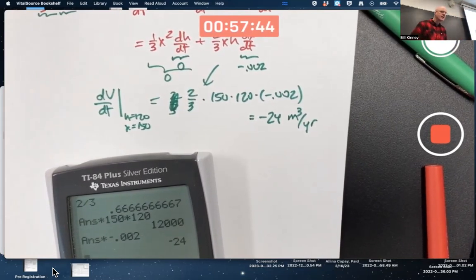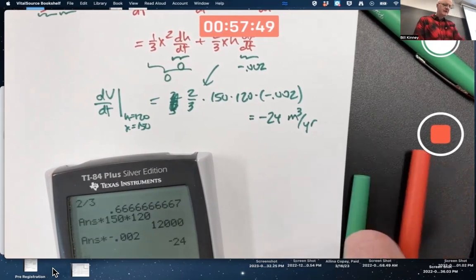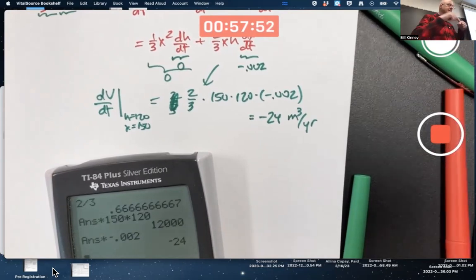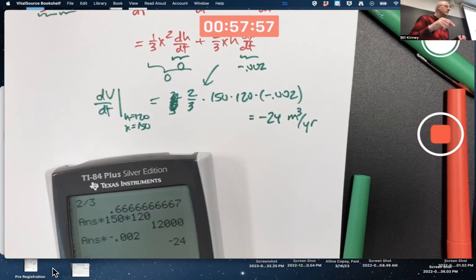That's pretty astounding. If the length of the sides, x, is decreasing at a rate of 2 millimeters every year, which is like that much, the volume decreases by 24 cubic meters per year. Whoa, how did that get so big? Well, it's because it's a big pyramid. That's why. Tiny changes in x lead to relatively large changes in the volume.